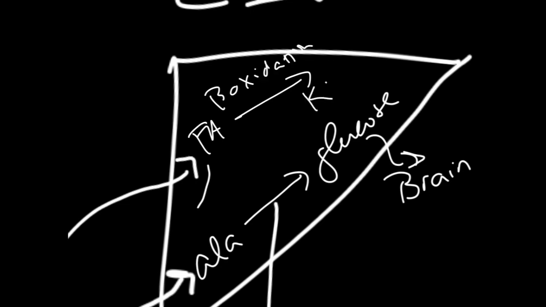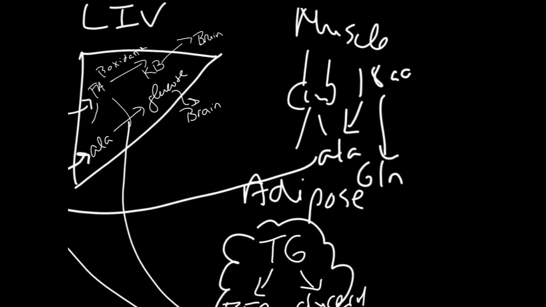The ketone bodies are a form of energy, and they're released by the liver. The liver makes ketone bodies. It does not use ketone bodies. The ketone bodies are used primarily by the brain and muscle. We've talked about the adipose tissue. We've talked about the muscle.